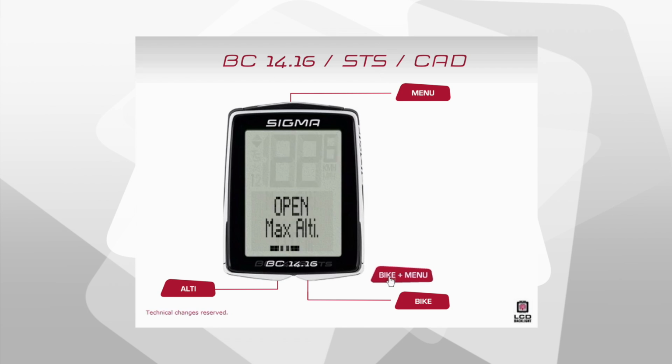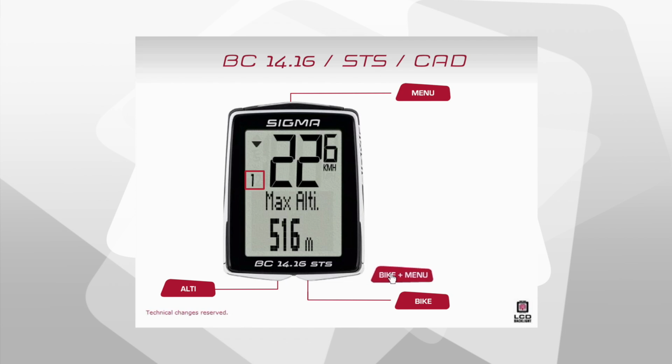If you press and hold the bike and menu, you will be taken to the bike selection in BC 14.16. Here, you can set whether you want to record the trip data for bike 1 or bike 2. The number 1 or 2 appears in the display accordingly. On the BC 14.16 STS, the bike selection is carried out automatically by the signal from the STS transmitter. If you see the message "Too many signals," press and hold the buttons Bike and Menu simultaneously to reset the STS connection to the speed and cadence transmitters.